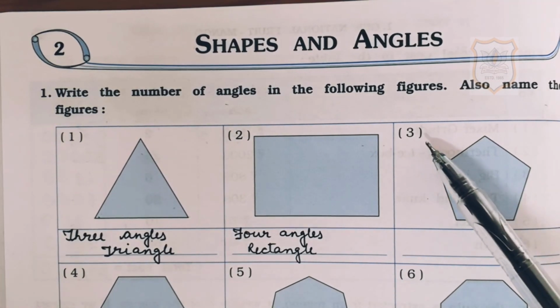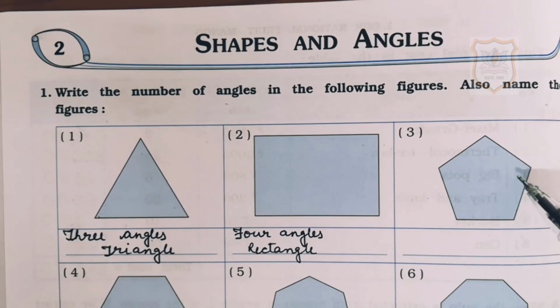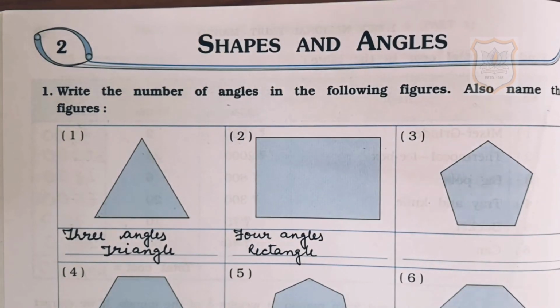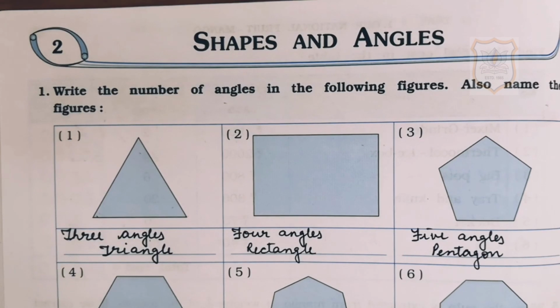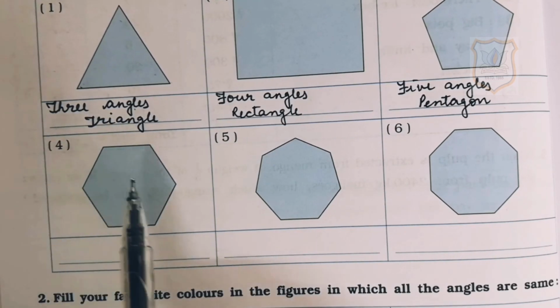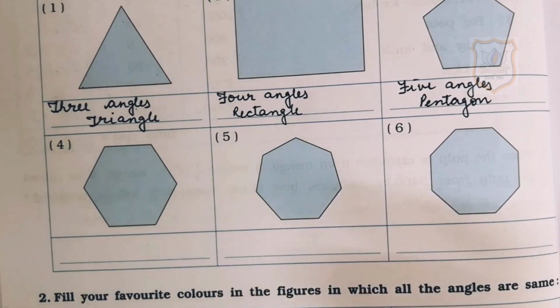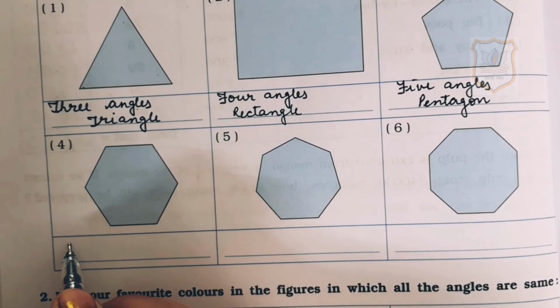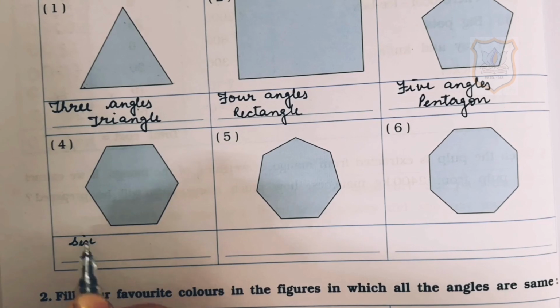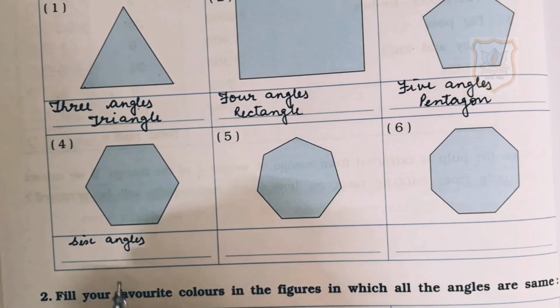Now figure number 3. 1, 2, 3, 4 and 5. This figure has 5 angles. So the name of the figure is pentagon. So here we will write 5 angles and the name of the figure is pentagon. Now we move to figure number 4. Here this figure has 1, 2, 3, 4, 5 and 6 angles. So here we will write 6 angles and the name of the figure is hexagon.